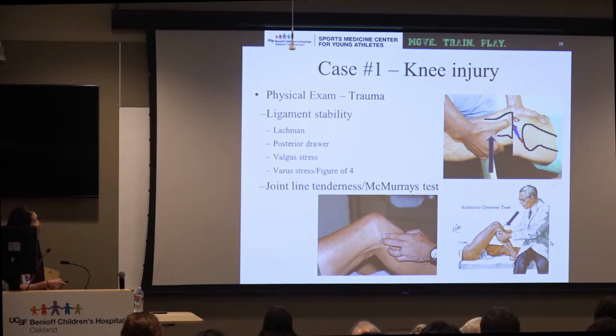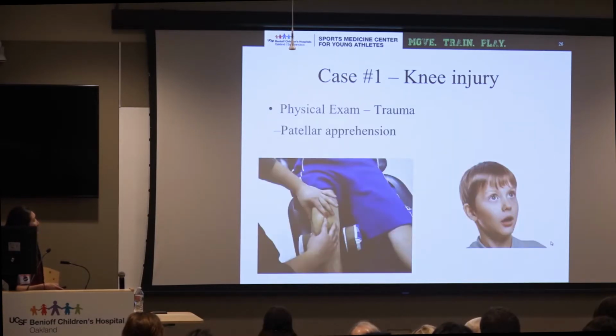Valgus stress and varus stress is to check for the MCL and the LCL. And the figure 4 test, also you can palpate the LCL. And then joint line tenderness. Here, you can palpate along the joint line for the meniscus. Okay. Patellar apprehension. They are going to have a face like this. Do not do it. Oh, no. And what you do is you try to laterally glide the patella, you put medial force to laterally glide it. And they'll tell you if they don't like it. That perhaps will give you a clue about patellar subluxation or dislocation.